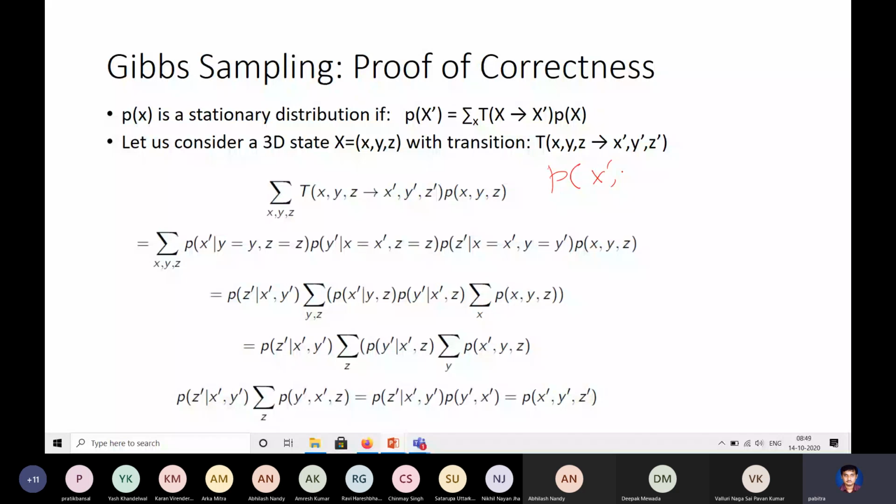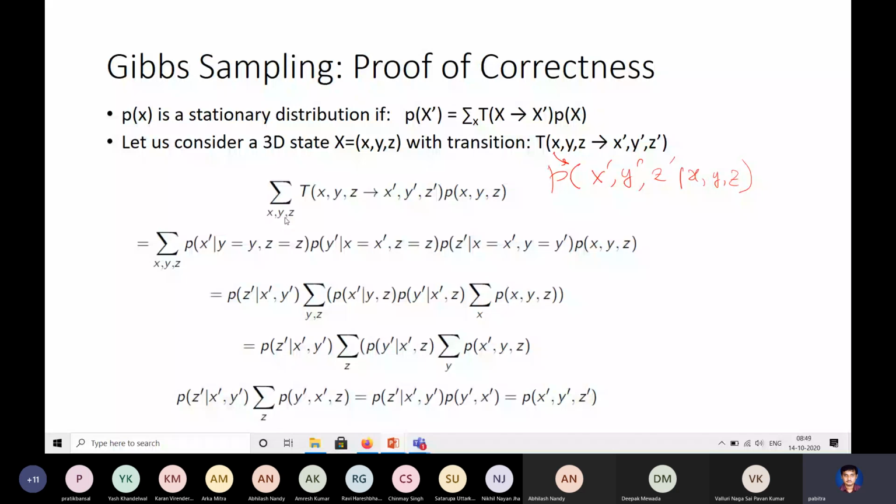Okay, so I have to show this is equal to this. Let us start with the right hand side. So I have three dimensions, so I'll do a summation. If it is continuous, this summation would be an integration. No, this will not be an integration. This will be a summation if there are 3 dimensions. By the definition, it would be P(x, y, z) times the transition from (x, y, z) to (x', y', z').